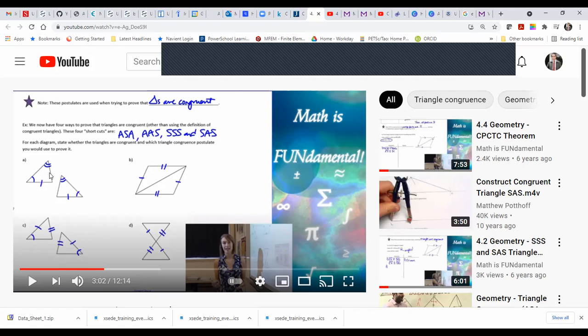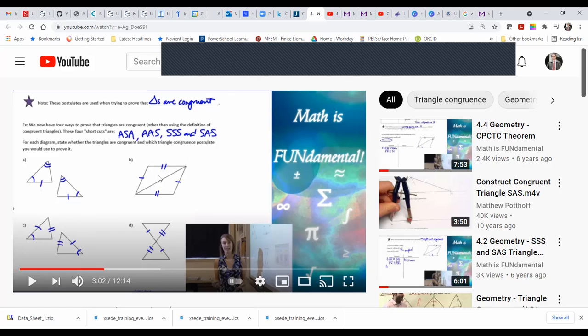Yeah, for this one using the angle side, right? So using this one, okay. And what about this one? I think side angle side. Side, angle, side. Yeah. Okay. And this one is in side, right?